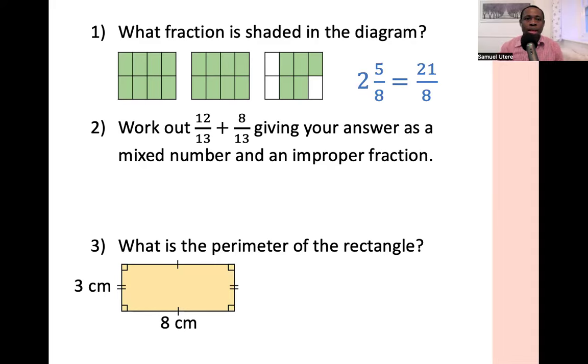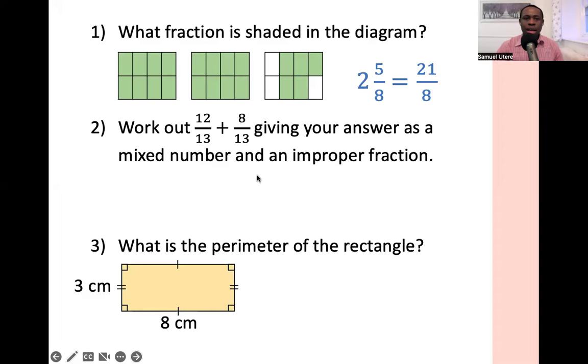For the first one, we're asked to write the fraction that is shaded in the diagram. So we can see two whole shapes are shaded. And then here we have 5 parts out of 8 parts shaded. So this is 2 whole 5/8. And of course, you know what we have discussed about how to convert this to a top-heavy or an improper fraction. So we simply do 8 times 2, which is 16. 16 add 5, 21, which is 21/8.